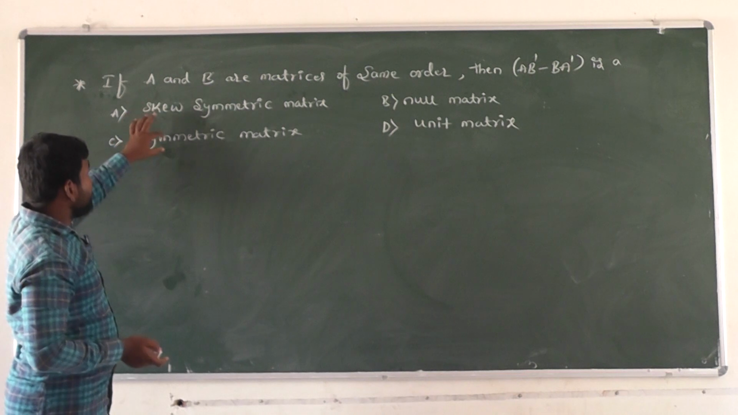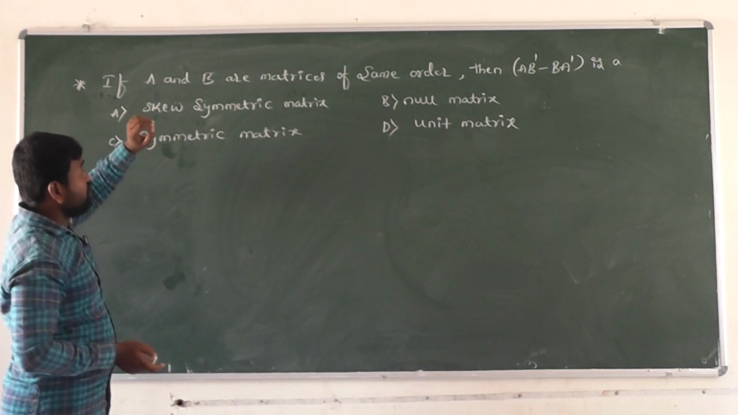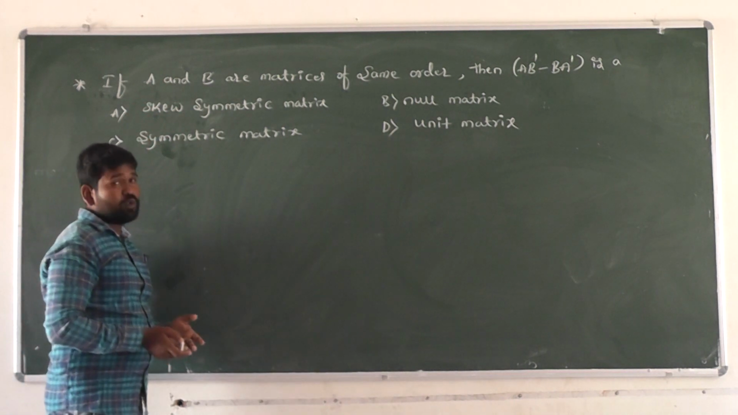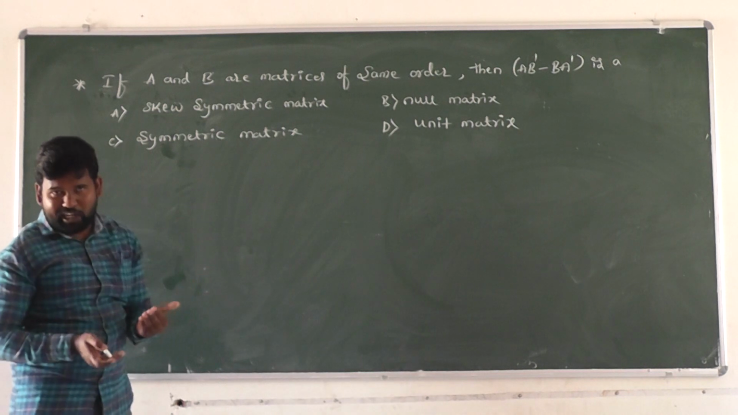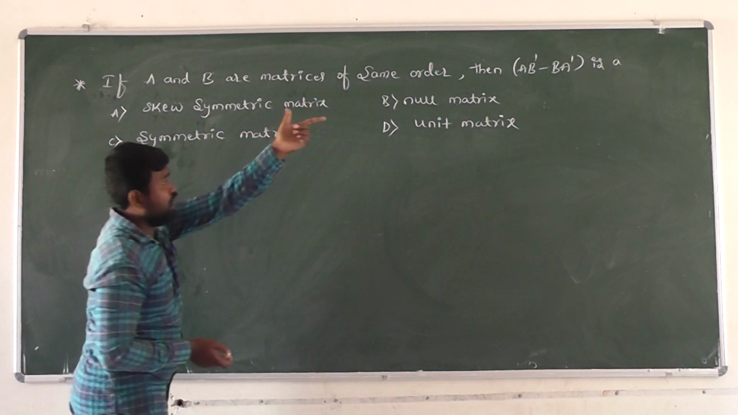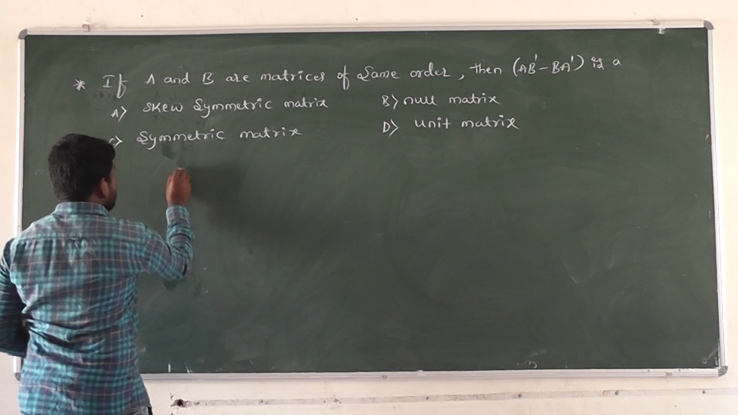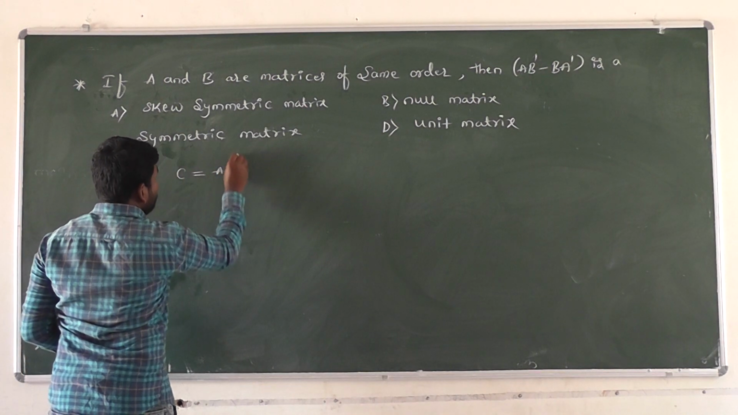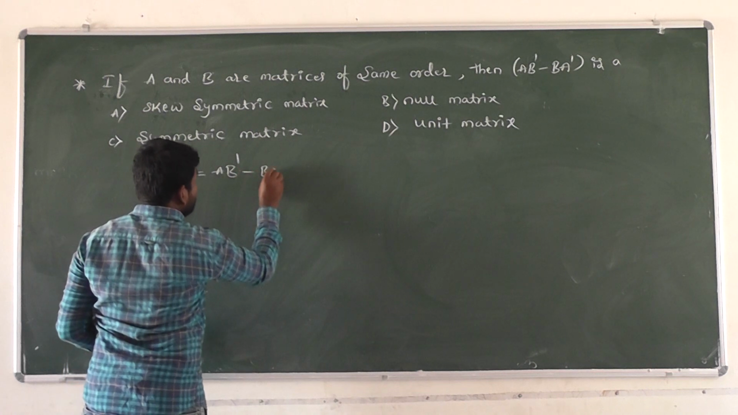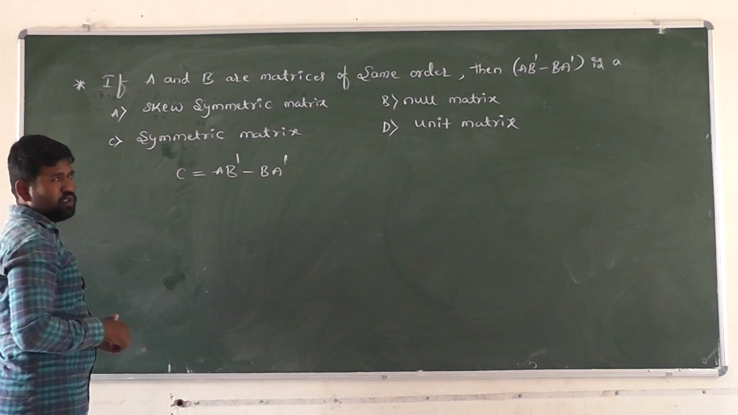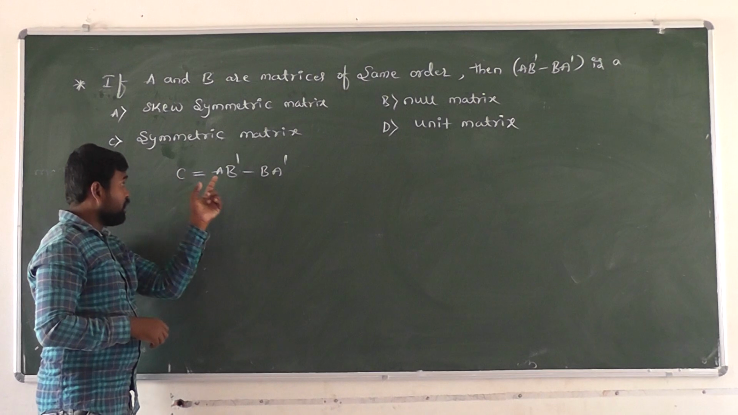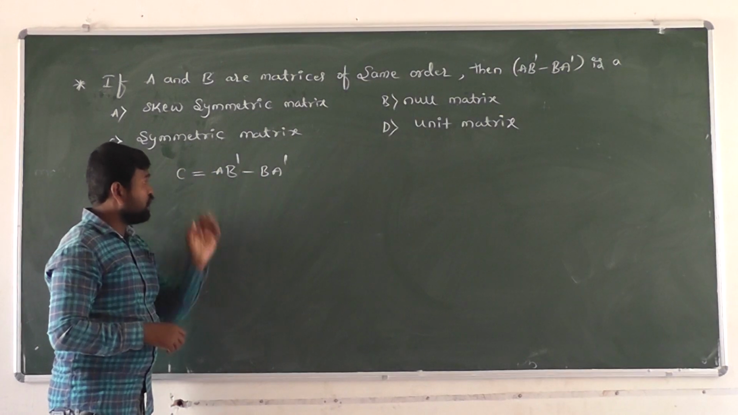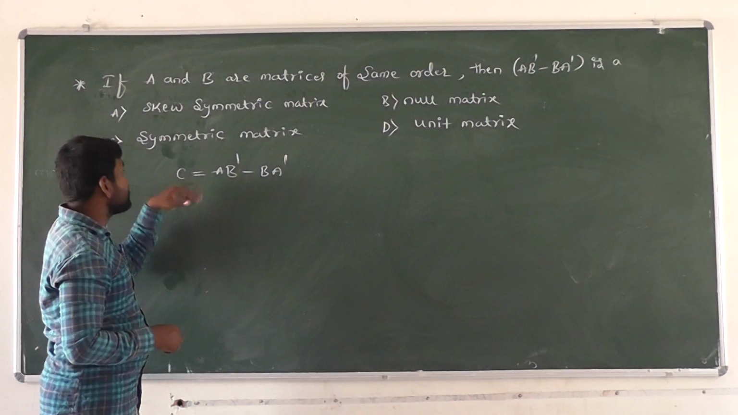You already know that a symmetric matrix satisfies A equal to A transpose, and a skew symmetric matrix satisfies minus A equal to A transpose, right? First we have to consider a matrix C. Then C is equal to A B transpose minus B A transpose. Suppose C is the symmetric matrix.